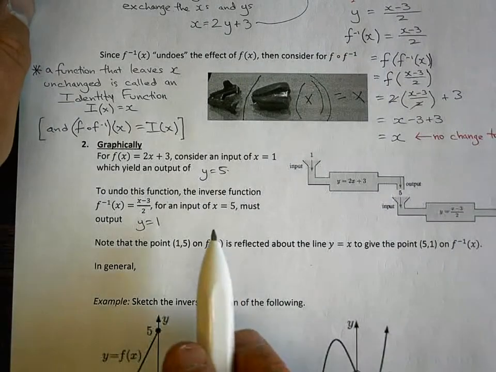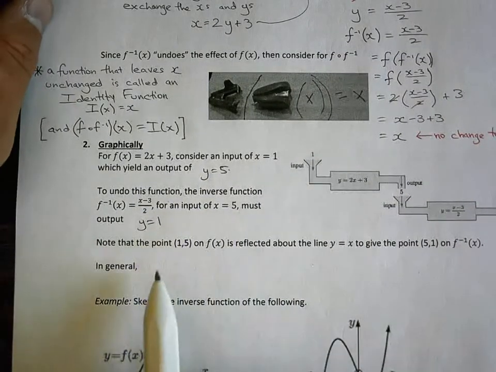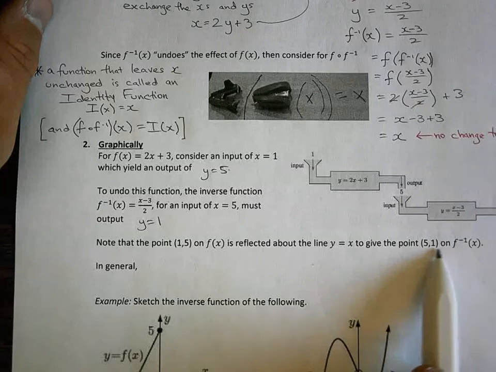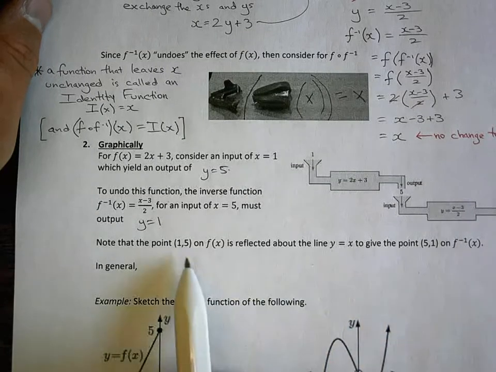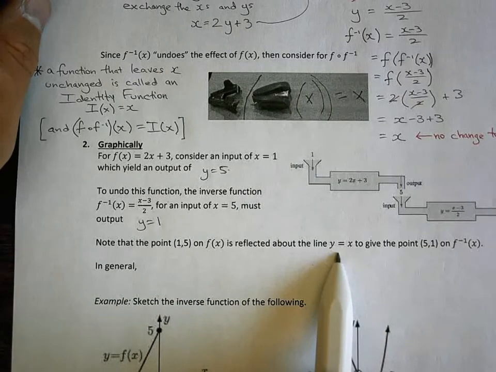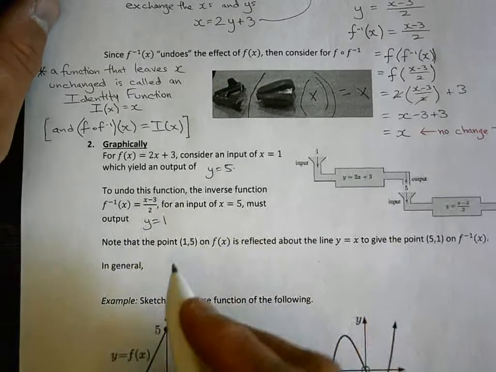So the point (1, 5) on f of x becomes this point (5, 1) on the inverse function. It's basically I switch the x and y values, or I reflect around the line y equals x. So we're just going to write that out.